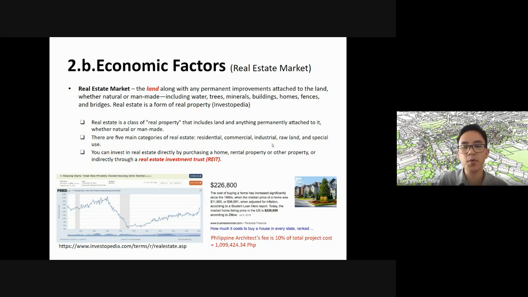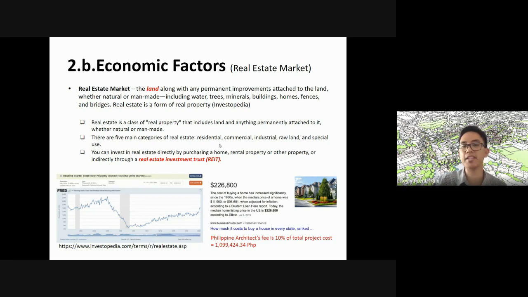Anyway, so where does urban planning focus? I think most of the time urban planning and urban design focus on the real estate market because it's the market that talks about land. The definition of real estate is the land along with any permanent improvements attached to it, whether natural or man-made, including water, trees, minerals, etc. So real estate is a class of real property that includes the land and everything permanently attached to it.